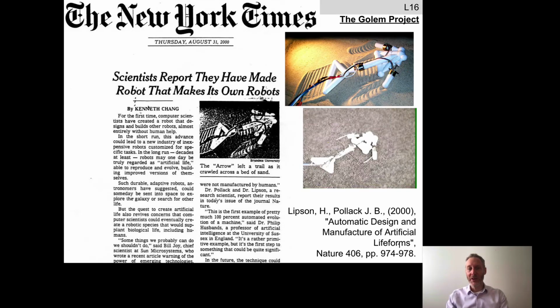The reporter here mentioned robots making its own robots, which is not strictly true. We have the robots themselves, and the other robot mentioned in the title here is meant to be the 3D printer. So the New York Times reporter was viewing the 3D printer itself as a robot that was making the evolved robots. Kind of an interesting idea.